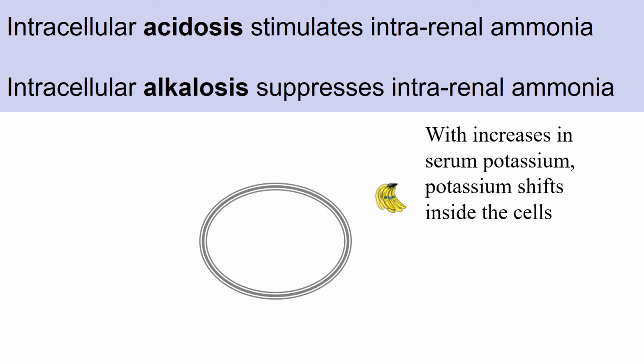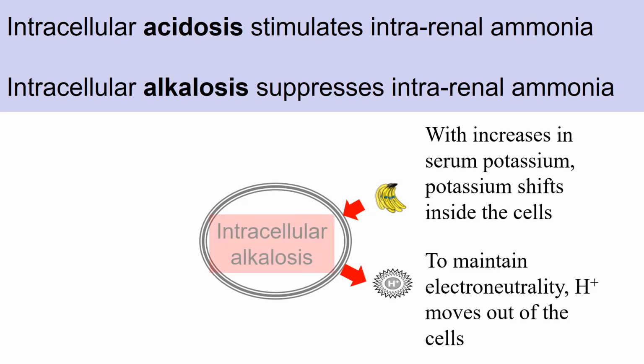So when you have an increase in serum potassium from any reason, potassium moves into the cell and hydrogen ion moves out to maintain the electroneutrality of the cell. So hyperkalemia from any cause leads to a state of intracellular alkalosis, which is the main reason why ammonia generation goes down in somebody who has a type 4 RTA. So that's an important thing to remember.